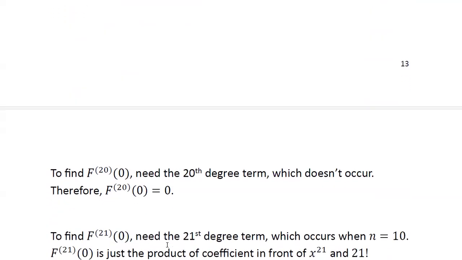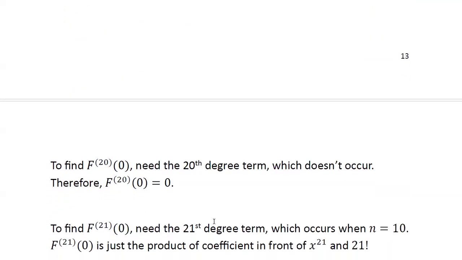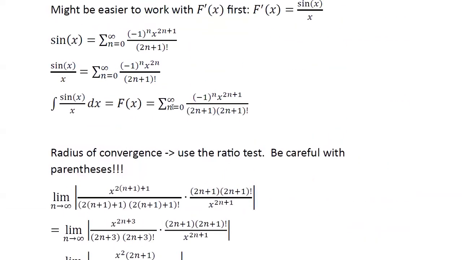The 21st degree term, this is where there will be some constants though. But imagine also doing the power rule 21 times. So there'll be a 21 factorial as well. So hopefully you see that or can visualize that. So we need the 21st degree term, which occurs at n is equal to 10. Okay, because when n is 10, we get 20 plus 1, right? Which is x to the 21st power, which is what we want. Okay, so n is 10. So minus 1 to the 10th, that's going to be positive 1.